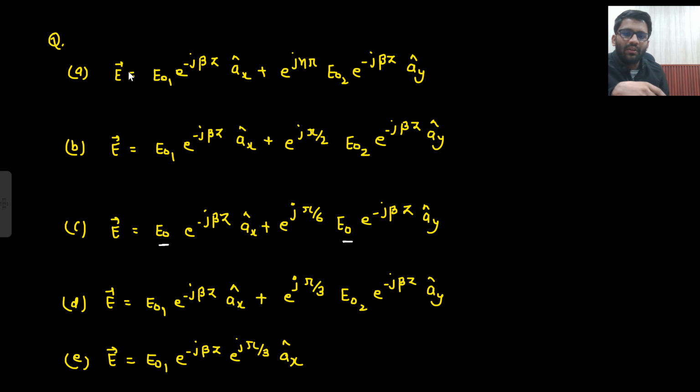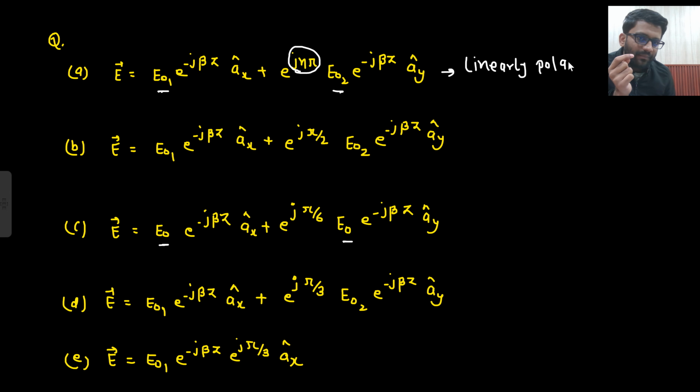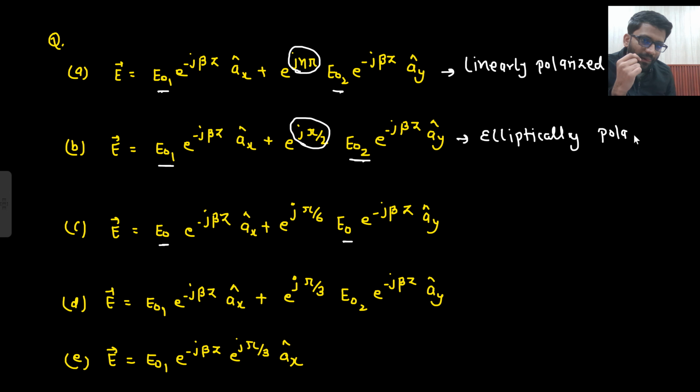Let's check more examples. What is the polarization here? If the phase shift is n pi, no matter even if the amplitudes are different, if the phase shift is a multiple of pi, then certainly it is linearly polarized. No doubt about that. Here, if the phase shift is an odd multiple of pi by 2, then you can say it is circularly polarized, but the magnitudes are different, and if the magnitudes are different, then it is elliptically polarized.